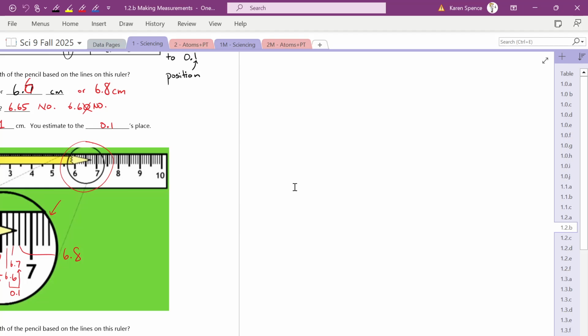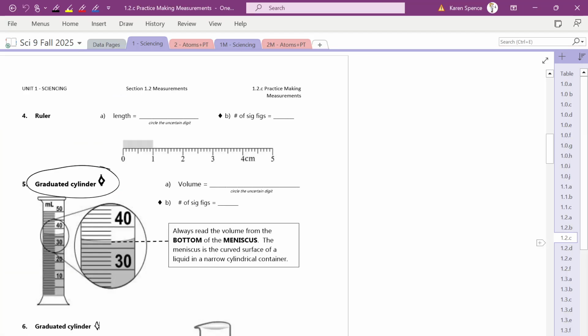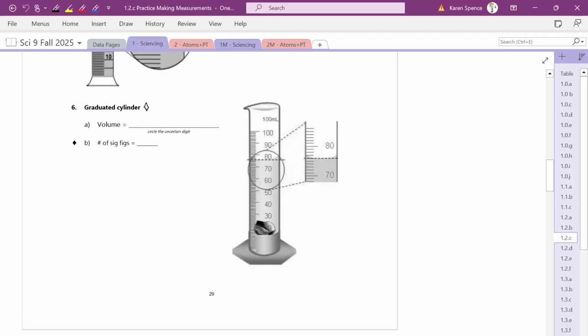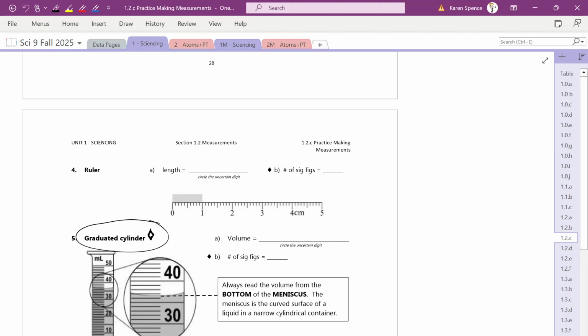All right. So we have here, there we go. All right. It was on page 29. So if you could turn to page 29, number 4.